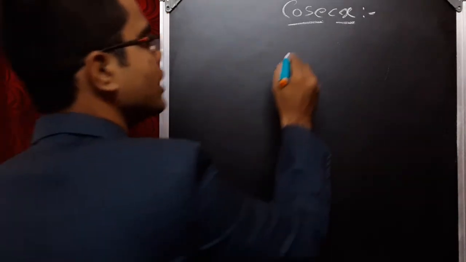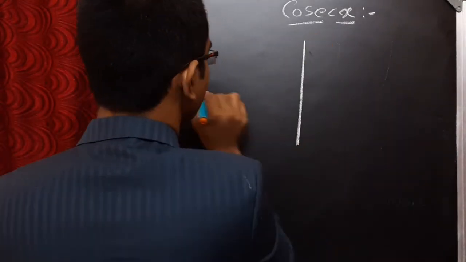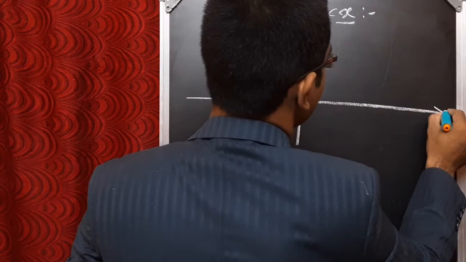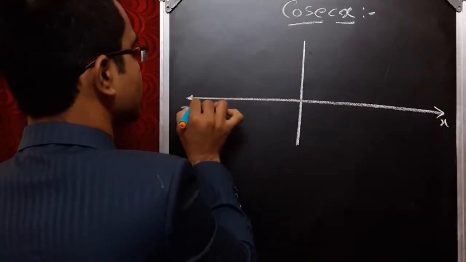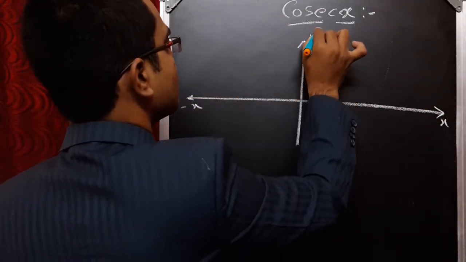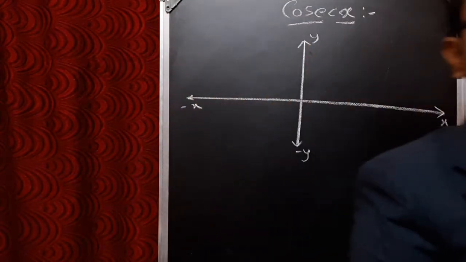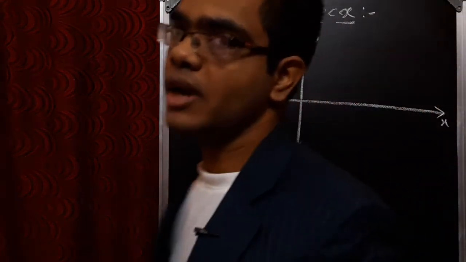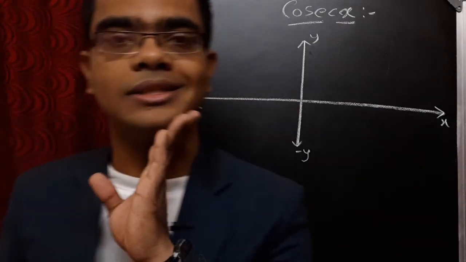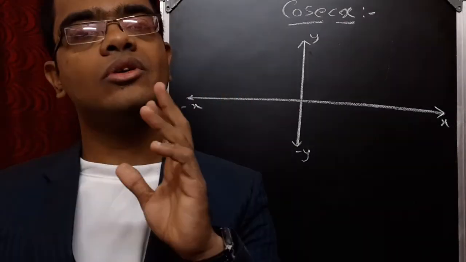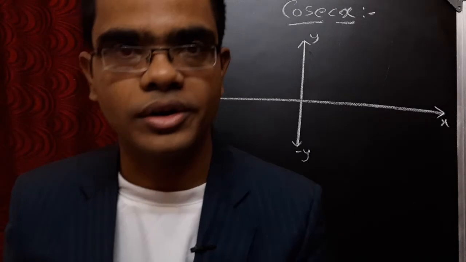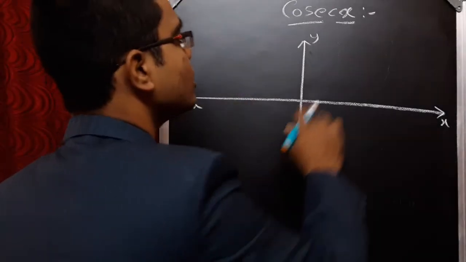So how is it going to behave? Again, x-axis, minus x-axis, y-axis, minus y-axis. See, sine 0 is 0, so cosecant does not exist. Sine 180 is 0, so also cosecant does not exist. Sine 360 is 0, so also the cosecant is not going to exist. So we have to be a little careful.